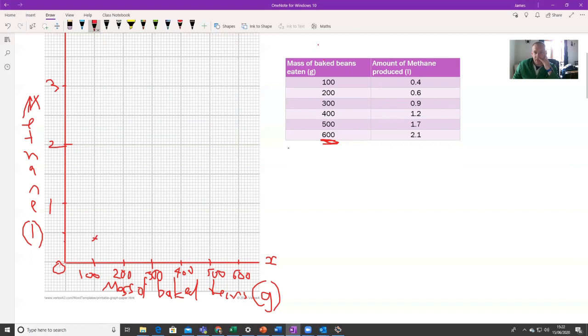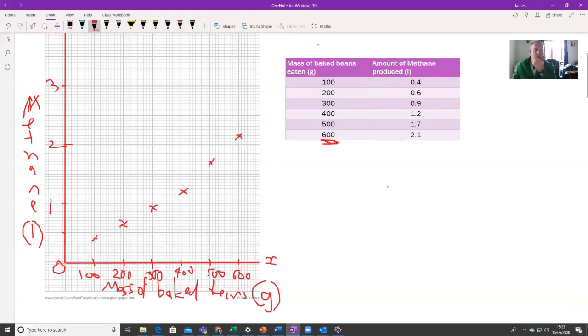So we can continue this. 200, 0.6. 0.6 would be there. That would be 2 lines above that solid line. 0.6 there. 0.9 would be here. 1.2 would be here. 1.7 would be there. And 2.1 would be here.